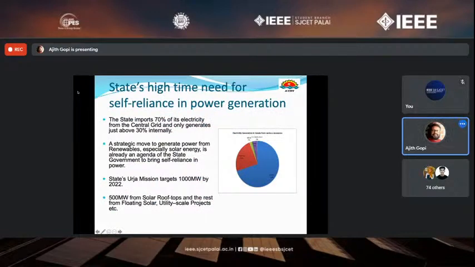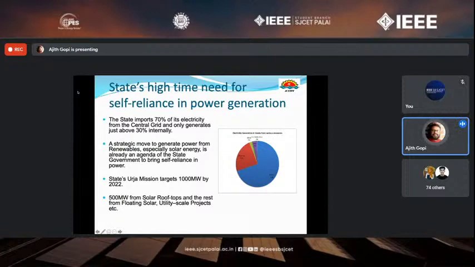Coming to our state, it imports more than 70% of its electricity from the central grid. And we are generating only 30% of energy internally. So we have to be self-sufficient in terms of energy. It's very important for self-reliance. We always speak about self-reliance. So energy is an important part, as I told you about energy poverty.